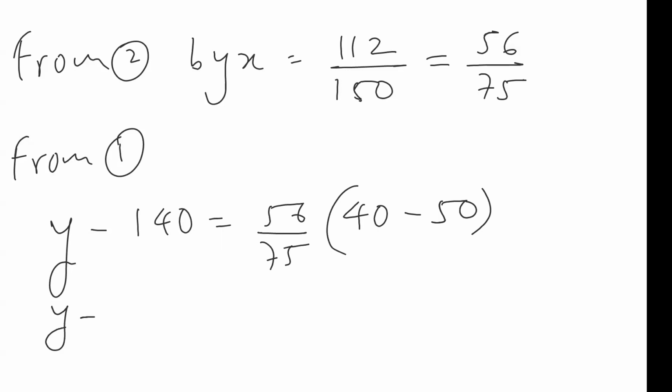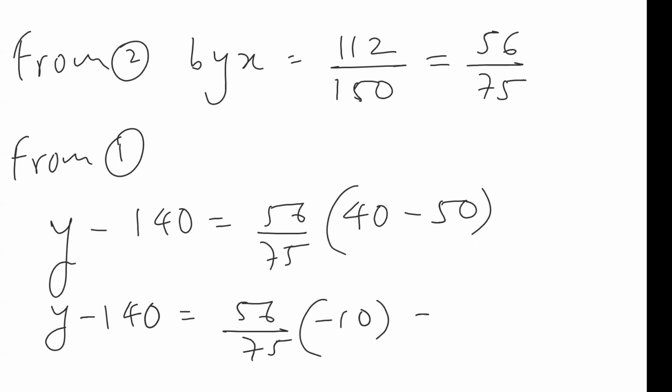So y minus 140, 56 by 75, and this is minus 10. So this is minus 560 upon 75. Reduce it with 5. 560 divided by 5, just divide 560 by 5. You will get minus 112, and 75 divided by 5 is 15. Oh, we got the same thing, 112 upon 15, right?